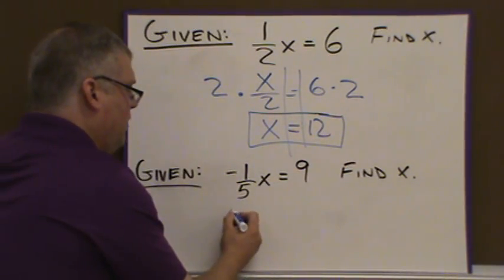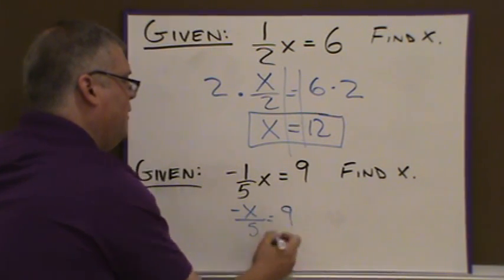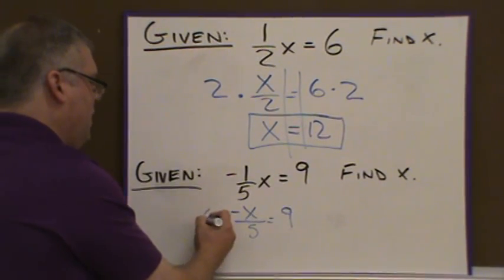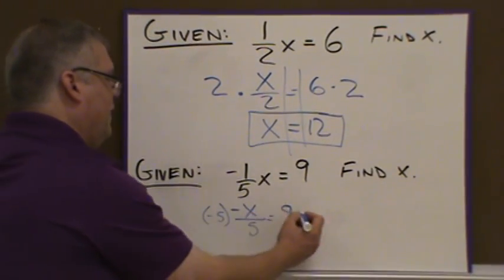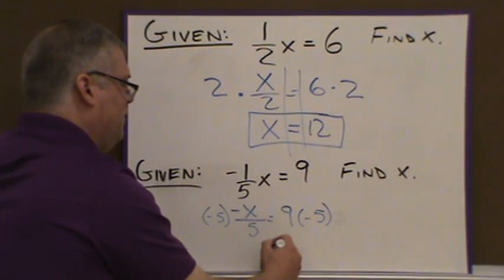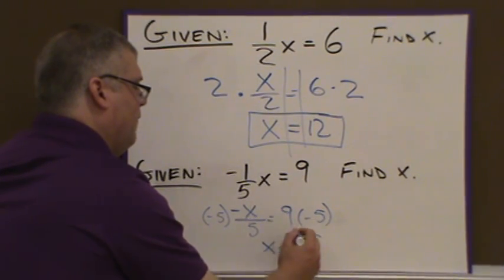This here is the same as saying negative x over 5 equals 9. I'm going to do the opposite of dividing by negative 5. I'm going to multiply by negative 5, which is going to give me x is equal to negative 45.